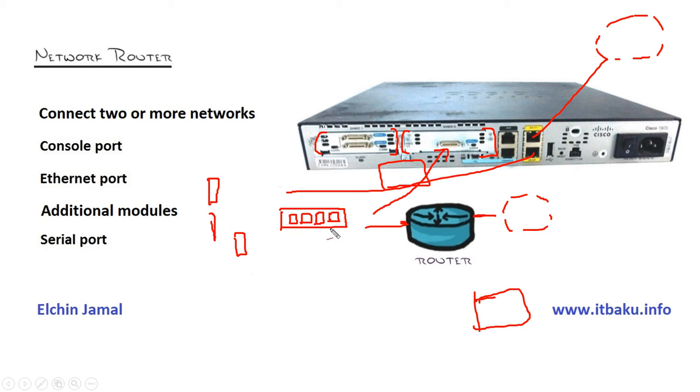So in this case, for these 2 networks, we can use these 2 ports, and we have 2 ports in spare. We can use these 2 ports to communicate 4 networks together. So in this case, we need additional modules.